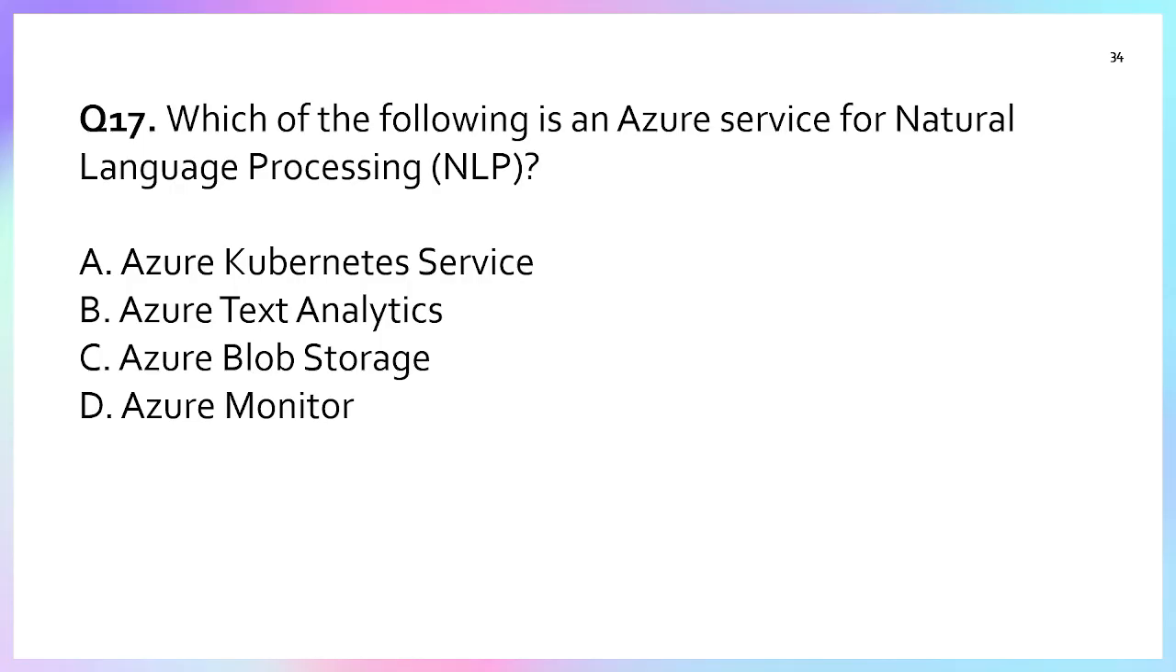Option C, Azure Blob Storage. Blob storage is related to the storage of Azure. It means whenever we want to store any file, we use blob storage. Azure Monitor is used to monitor all the services that we are using on Azure. So it's only for monitoring those services. So the correct answer is option B, Azure Text Analytics.